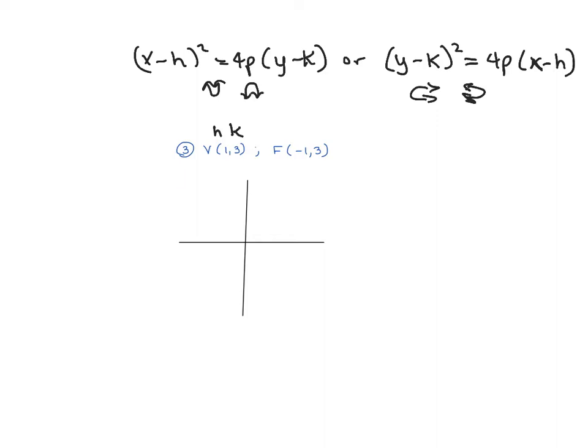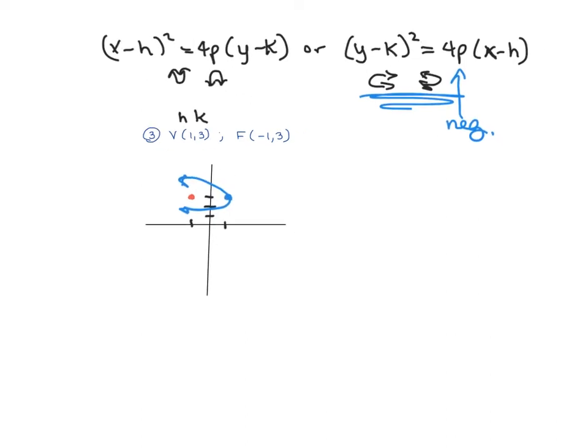So now let's give ourselves a visual. Let's graph the vertex. I'm going to come over to 1, and then go up to 3. I'm going to graph my vertex right here. And now I'm going to graph my focus point. It's at -1, 3. So again, remember, the focus is inside the parabola. So this tells me that the equation I'm going to be working with is this one. And this also tells me that my 4p is going to be negative.